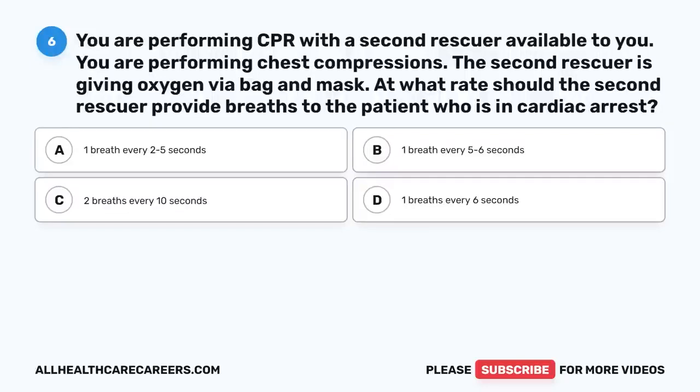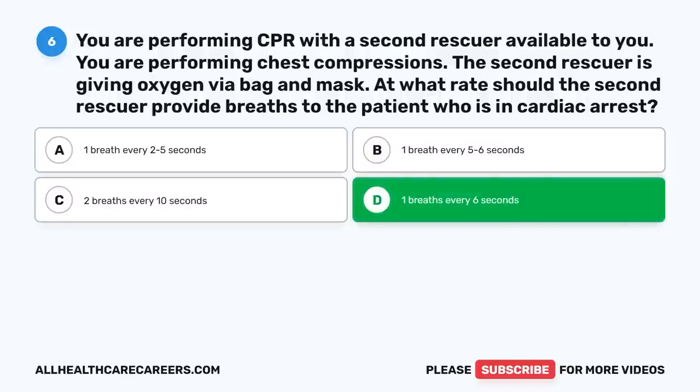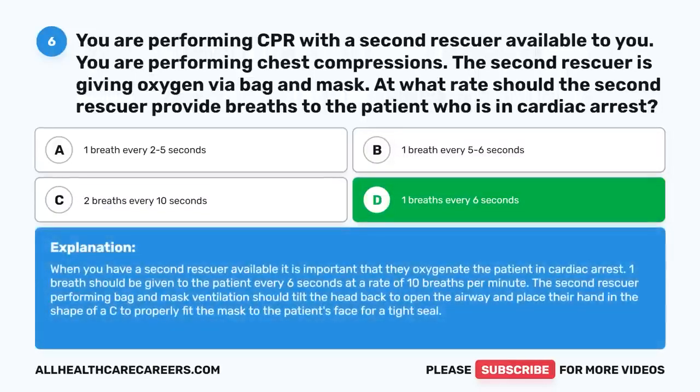The correct answer is D. 1 breath every 6 seconds. When you have a second rescuer available, it is important that they oxygenate the patient in cardiac arrest. 1 breath should be given to the patient every 6 seconds at a rate of 10 breaths per minute. The second rescuer performing bag and mask ventilation should tilt the head back to open the airway and place their hand in the shape of a C to properly fit the mask to the patient's face for a tight seal.